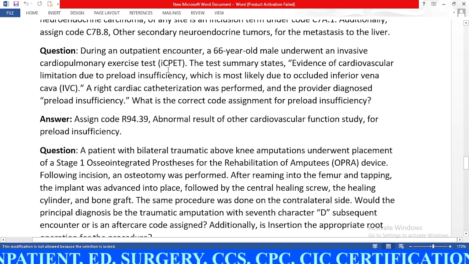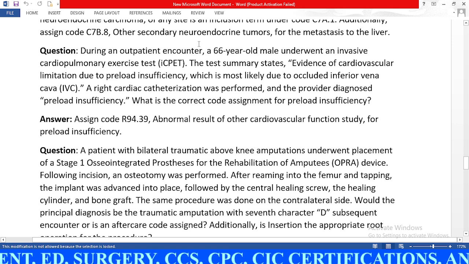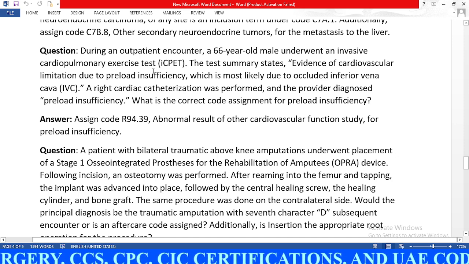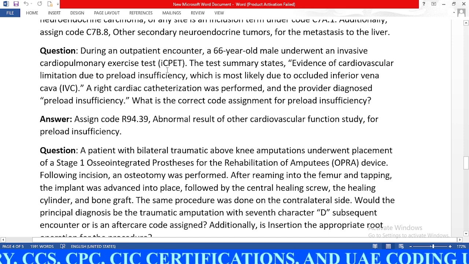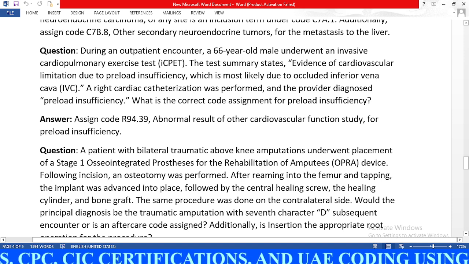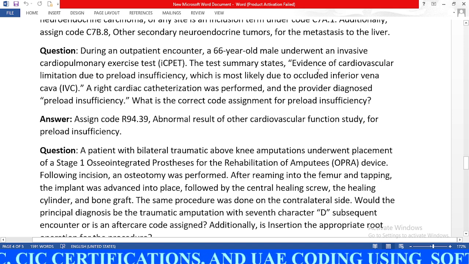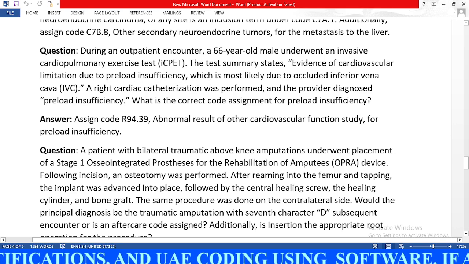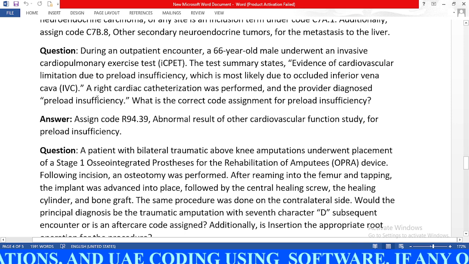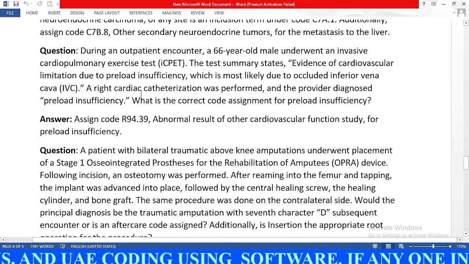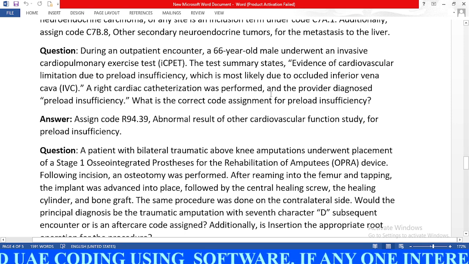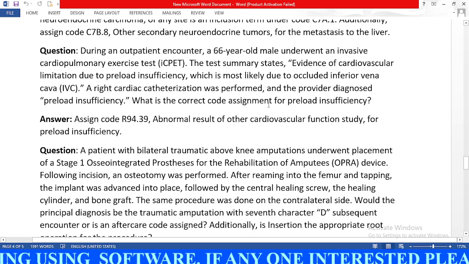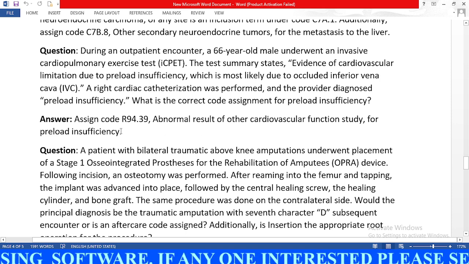Next question. During an outpatient encounter, a 66-year-old male underwent an invasive cardiopulmonary exercise test. Usually we call it iCPET. The test summary states evidence of cardiovascular limitation due to preload insufficiency, which is most likely due to occluded inferior vena cava. A right cardiac catheterization was performed and the provided diagnosis was preload insufficiency. What is the correct code assignment for preload insufficiency?